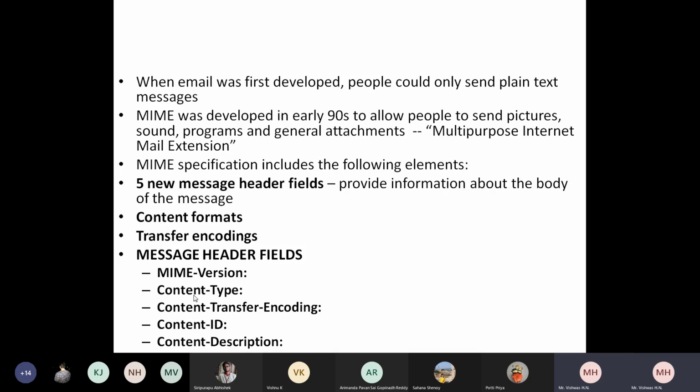MIME specifications include the following elements. MIME has 5 new message header fields. Very important. These provide information about the body of the message, content format, and transfer encoding: MIME version, content type, content transfer encoding, content ID, and content description. All these are the new headers introduced to SMTP with the help of MIME. Is that clear? Because MIME is just an extension.